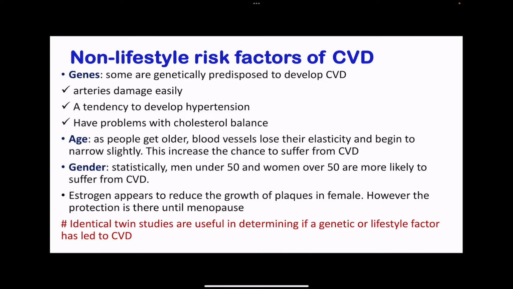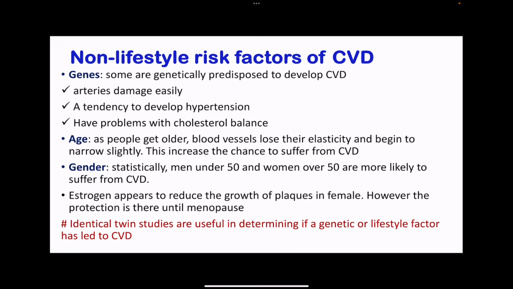Next, we'll look at lifestyle risk factors of CVD. Of course, these include genes or DNA, they include age, gender, and so on. Some people are genetically predisposed to develop CVD. For example, some people's arteries easily get damaged. They have a tendency to have hypertension, as well as problems with balancing cholesterol in their bodies.